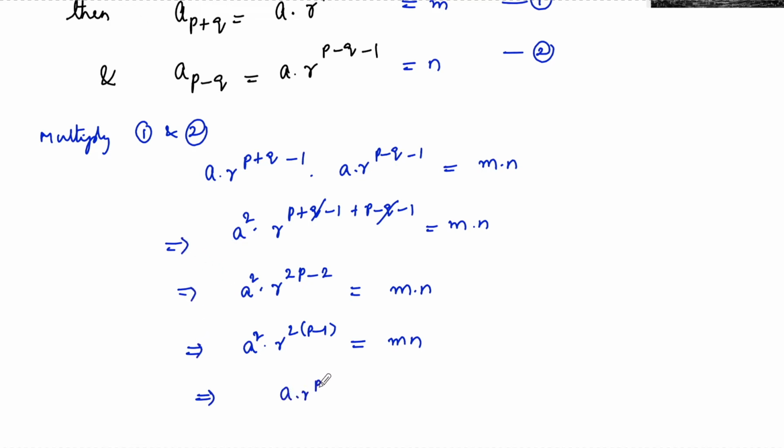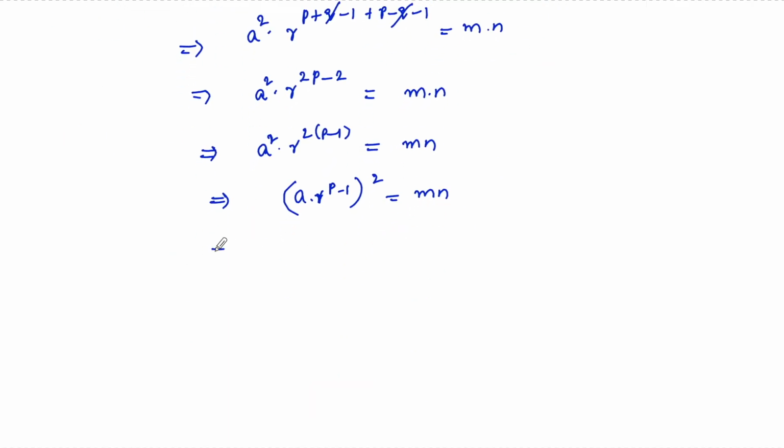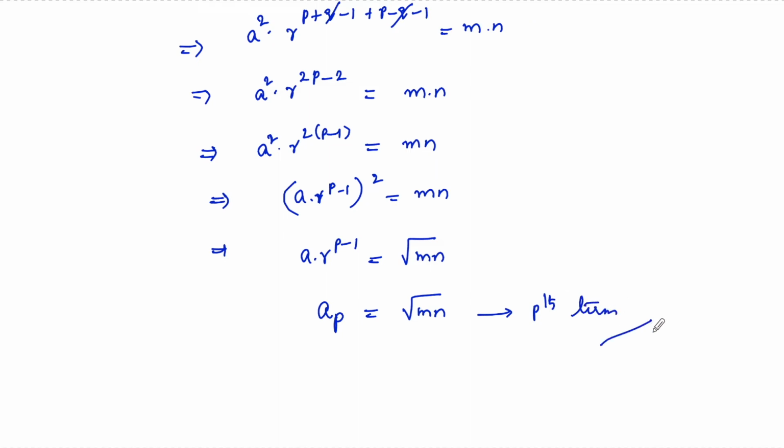Or we can write a into r to the power p minus 1, whole squared, equals mn, or this can also be written as a into r to the power p minus 1 equals root of mn. And we know that a into r to the power n minus 1 is the nth term, so this is the pth term, so a_p equals root of mn. So the pth term of the GP is square root of mn, which is the answer.